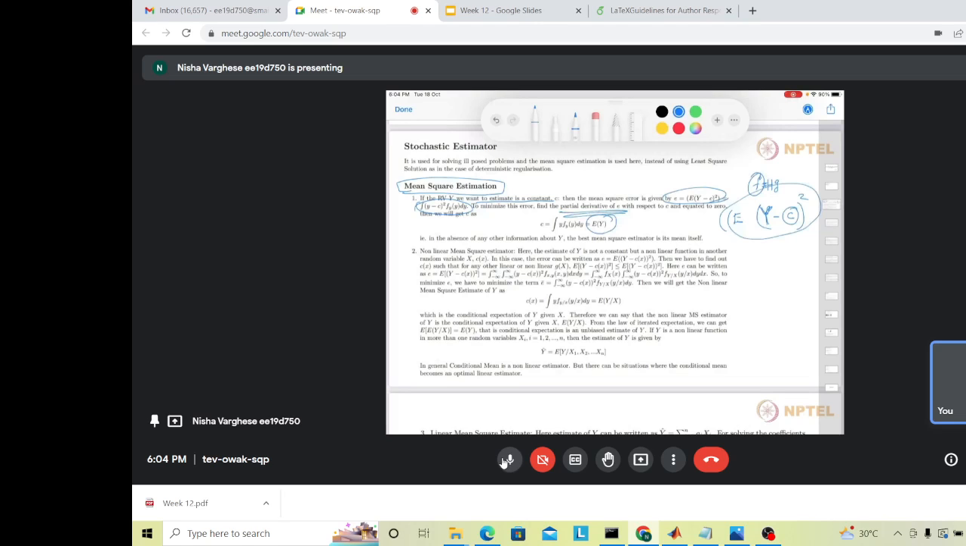Coming to our case, that is the nonlinear mean square estimate. We know that the estimate of y that we want to estimate is not a constant but a function of x, say a function of the blurred image. So c of x is what we want to find out. Then we write the error as the expectation of (y minus c of x) the whole square. If we find the derivative and equate to 0, we will get the function we want to find.